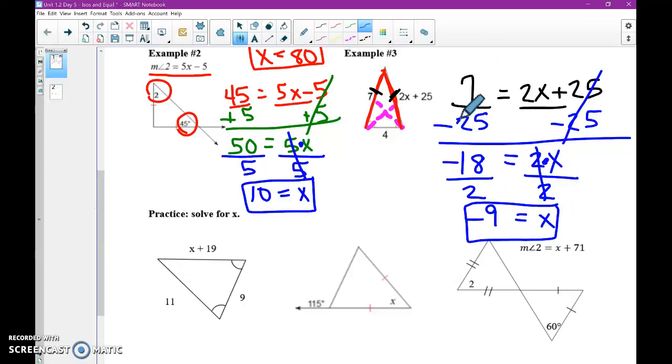Okay, this says 7 minus 25, by the way. Don't get confused with this bar as being division. That's just the line from our equation.